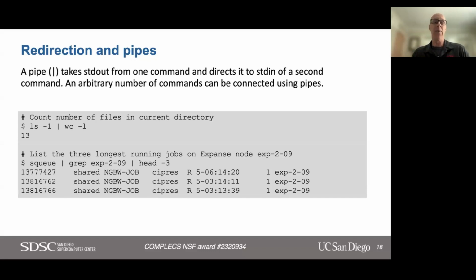Let's say I wanted to list the 3 longest jobs running on one of the Expanse compute nodes. In this case, I chose exp-2-09. So I could run the squeue command and pipe that into the grep command. I'm using grep to search for the string exp-2-09. Then I can pipe that output into head -3. By taking these 3 commands and stringing them together using Linux pipes, I could easily list the 3 longest running jobs on that particular Expanse node.